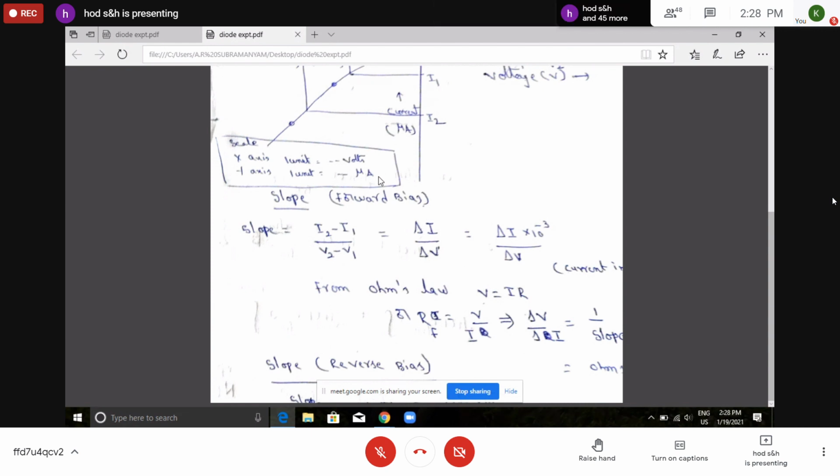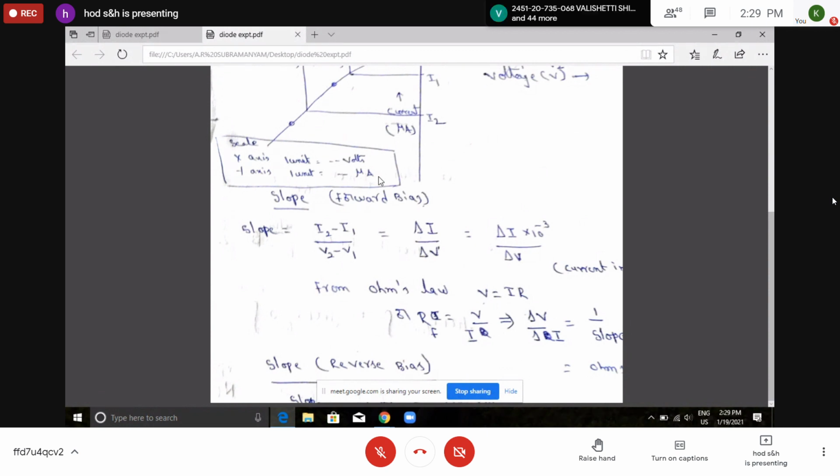For those points, you note down corresponding V1, V2 and I1, I2. Slope is I2 minus I1 by V2 minus V1. In the forward bias, it is delta I by delta V, but the current is in milliamps, convert into amperes. So it is delta I by delta V into 10 to the power of minus 3. Then from Ohm's law, you have V is equal to IR, or R is equal to V by I, or delta V by delta I, which is 1 by slope. 1 by slope will be giving the resistance of the diode in the forward bias.